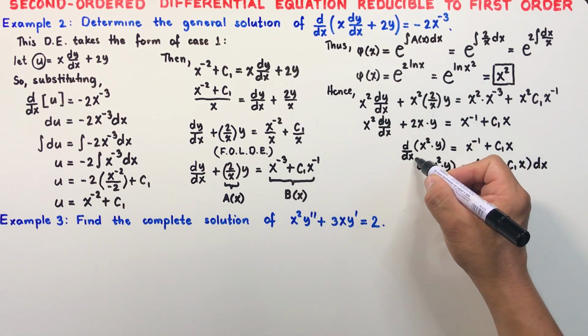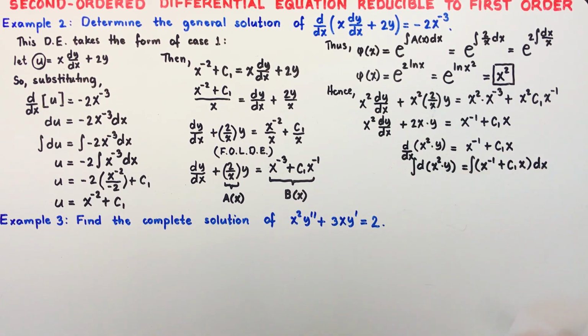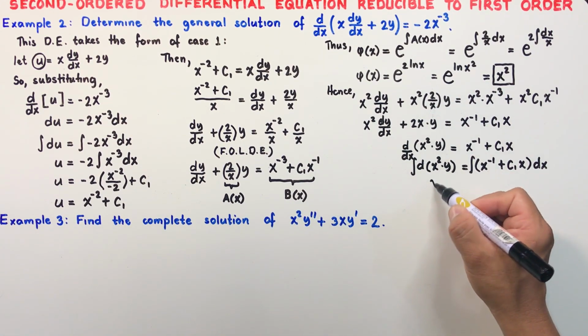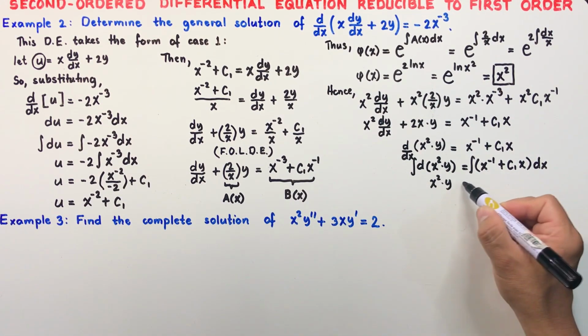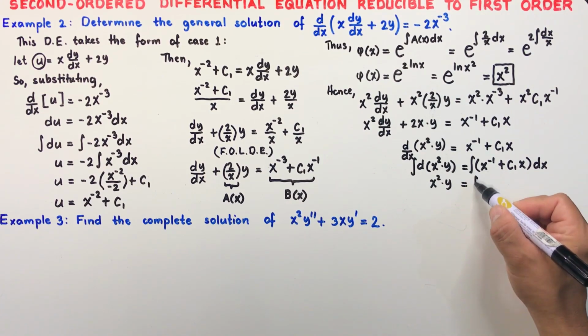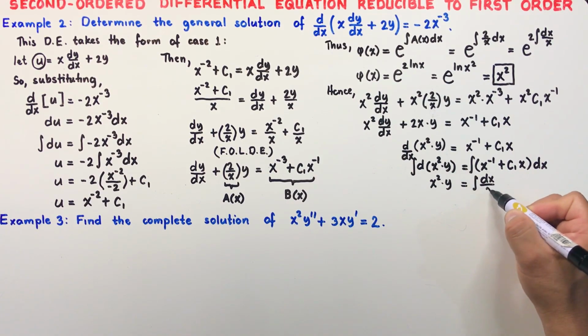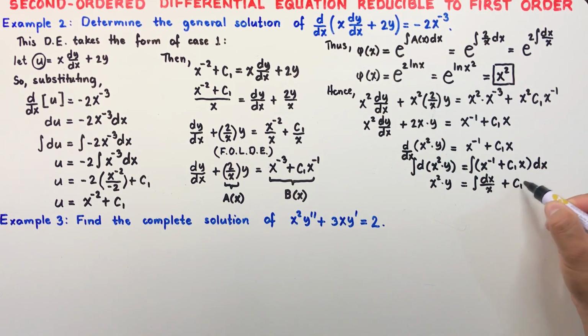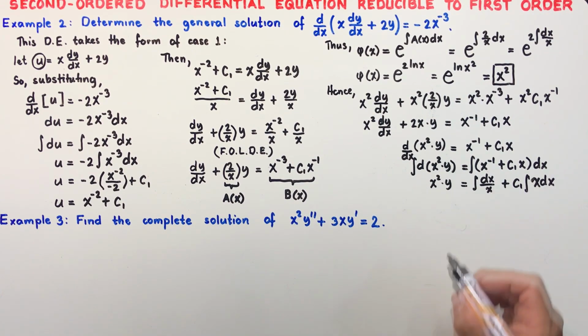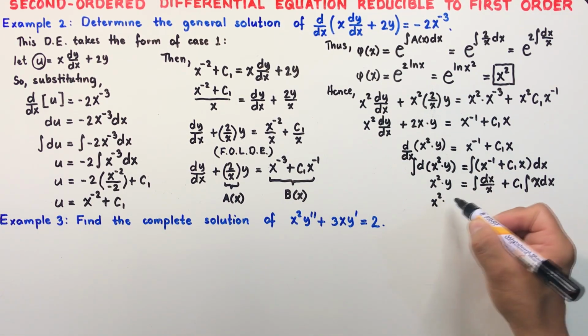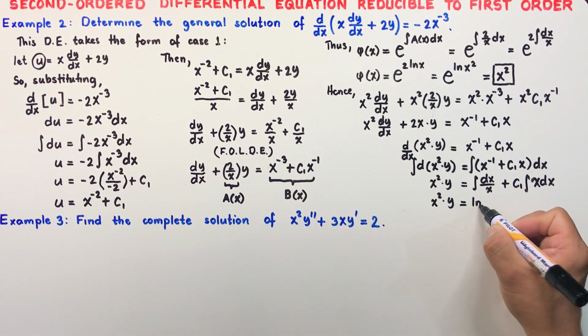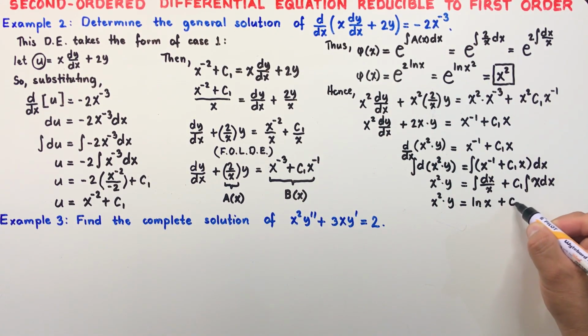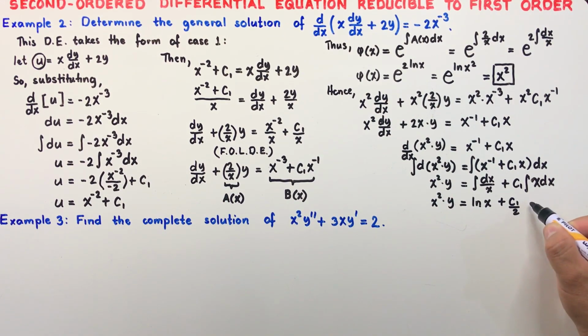Then we can integrate both sides of the equation here, and the integral of the differential cancels each other. So we have this integral of dx over x plus c sub 1 times the integral of x dx. So integrating further, we have this natural log of x plus c sub 1 over 2 times x squared plus the constant of integration c sub 2.